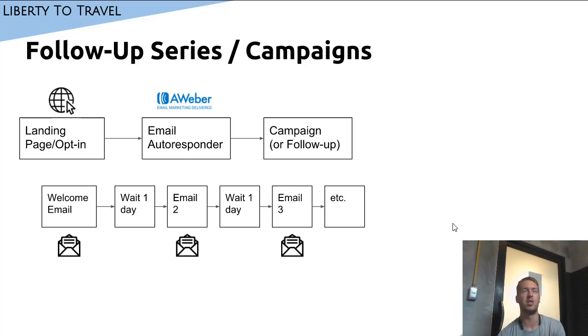In some platforms, it is called the autoresponder series, like in GetResponse, I think they call it the autoresponder series. But basically what this means is it is the series of emails that are automatically sent as soon as someone opts into your list, as soon as someone subscribes to your newsletter. So generally, they subscribe to your newsletter on a landing page or some type of opt-in form anywhere on your website. Then they go to the autoresponder. The autoresponder software is triggered to subscribe them to your list, and then they automatically receive the campaign or follow-up series.